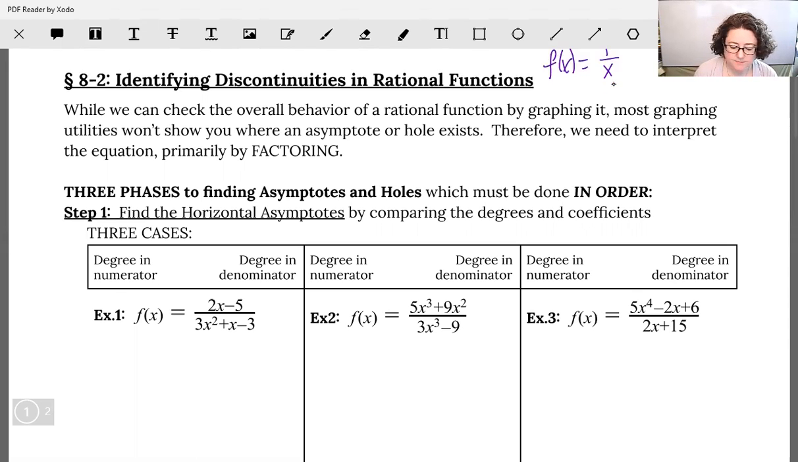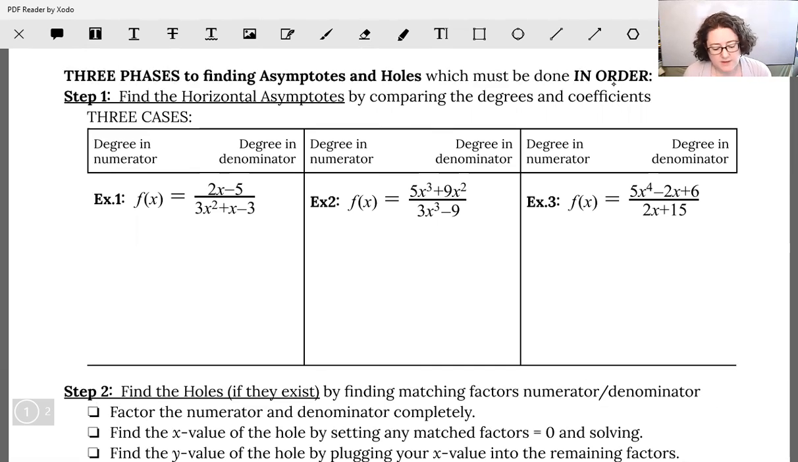So in our first example, we want to look again, the degree in the numerator, degree in the denominator. So in the numerator, again, if we're looking for the degree, we're looking for the highest exponent on any variables that are in that expression. So we have a 2x, the implied exponent on the x is 1. In our denominator, our degree, our highest exponent on a variable, is a 2. So in this case, our degree in the numerator is less than the degree in the denominator.